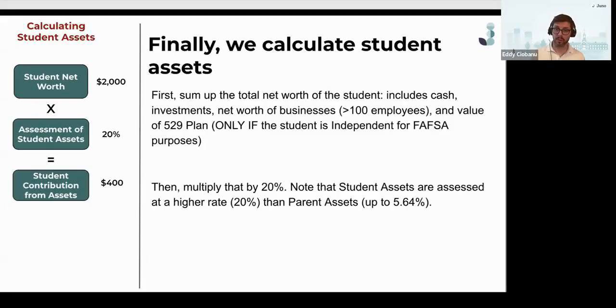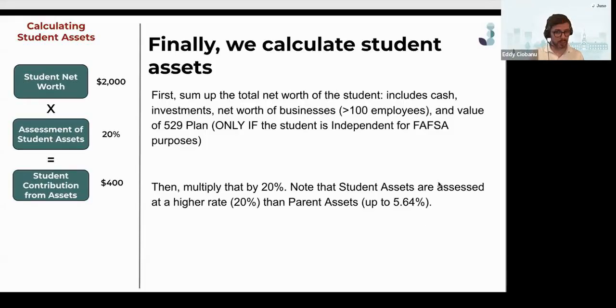This is much higher than parent assets, which are assessed at a maximum of 5.64%. And so it's important for families to consider that, and any assets that can be in the parent's name are better off being in the parent's name instead of the student's name. So here we'll take 20% of 2,000, and that leaves us with $400 for the student contribution from assets.